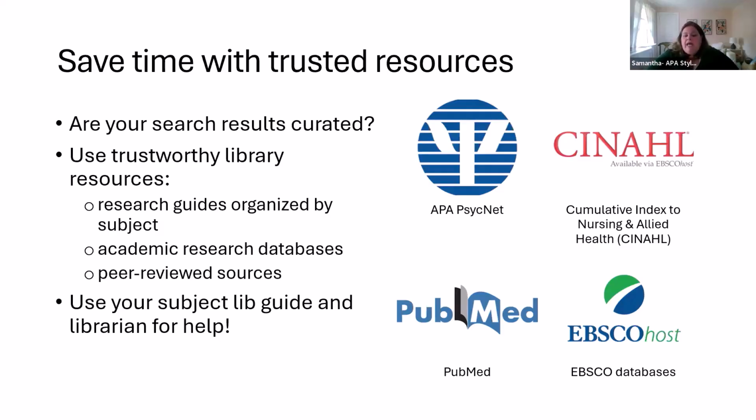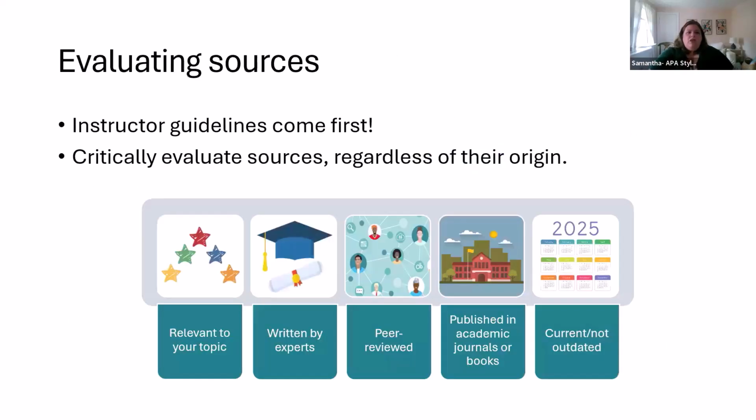So something like PubMed, if you're writing about health, that is available to anybody and does have a large number of open source articles that could be helpful if you don't have access to a school or a library. So if you are a student in school or a researcher who is affiliated with an academic institution, use your subject LibGuide and your librarian for help.